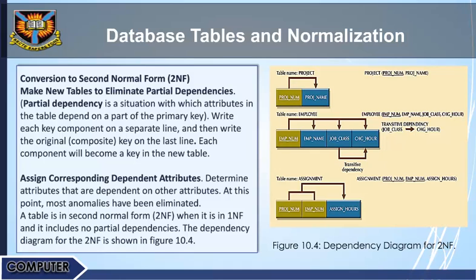Assign corresponding dependent attributes. Determine attributes that are dependent on other attributes. At this point, most anomalies have been eliminated. A table is in second normal form, 2NF, when it is in 1NF and it includes no partial dependencies. The dependency diagram for the 2NF is shown in Figure 10.4.